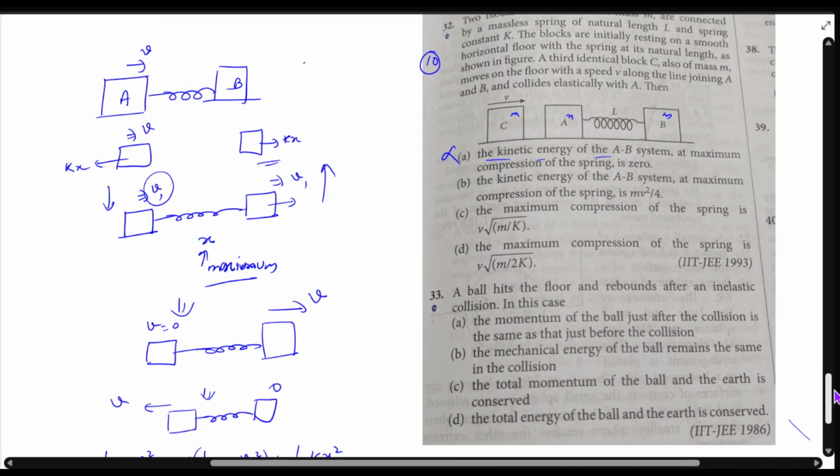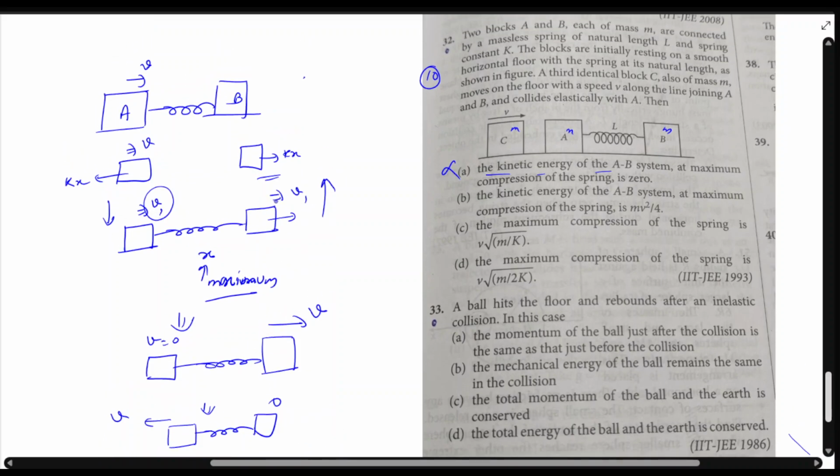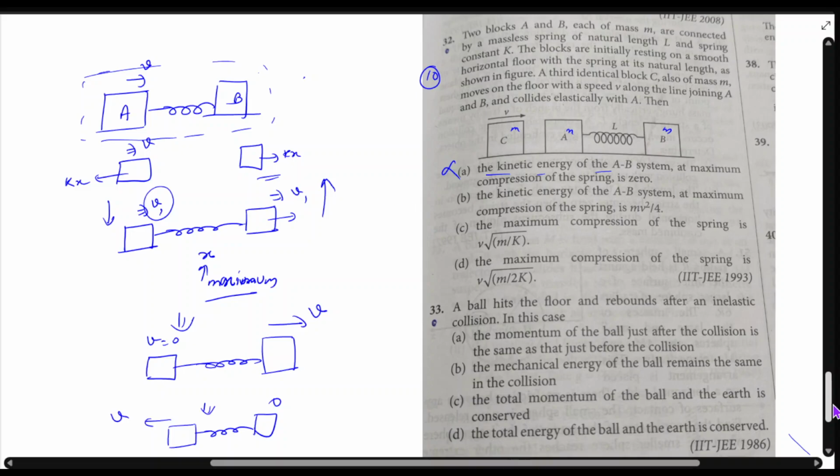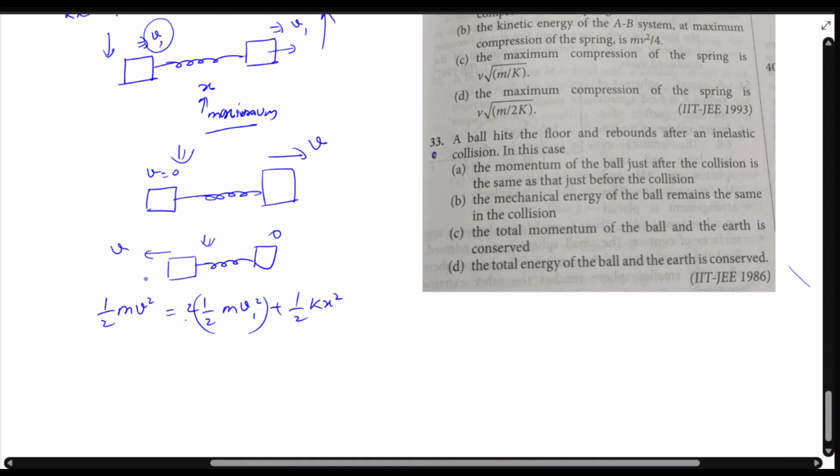Now, how will we find v1? Right? So let's use, if I take this as the system, there is no external force. So let's use the conservation of momentum. So it will be mv is equal to 2mv1. So this will get cancelled and we'll get v1 is equal to v by 2, right? So let's put it here.